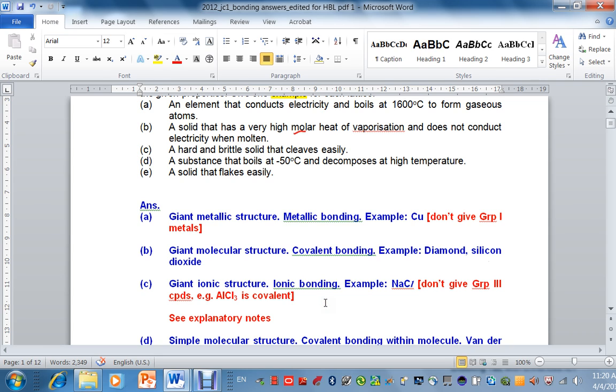Next we look at a hard and brittle solid that cleaves easily. Cleaves is like breaking. Brittle means it's very easily broken. So this one is a characteristic of ionic compounds. We'll see why that's so.